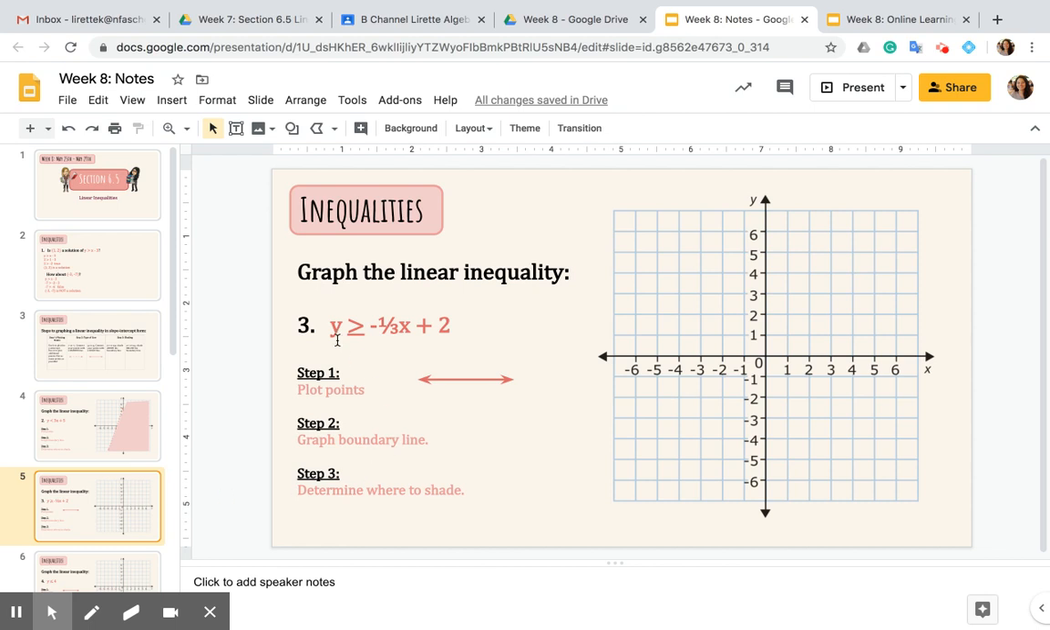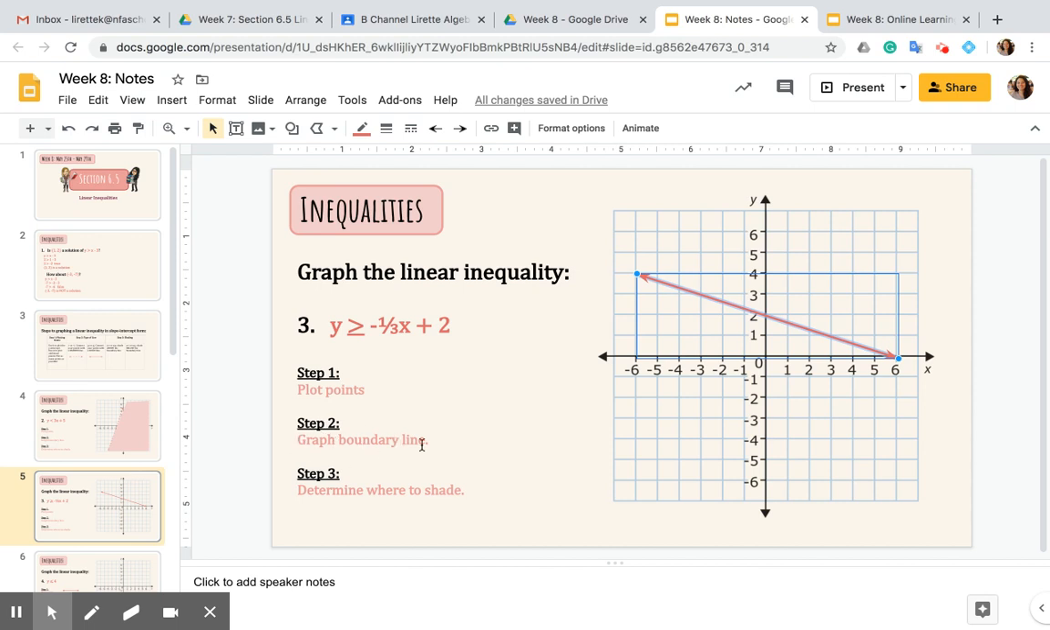Let's do another one. Y is greater than or equal to negative 1/3 x plus 2. Step 1, plot my points. My b value is 2, so I'm going to start there on my y-axis. My slope is negative 1/3, so I can go up 1 and left 3, up 1 and left 3, or I could go down 1 and right 3. And I do that for as many points as I can do.